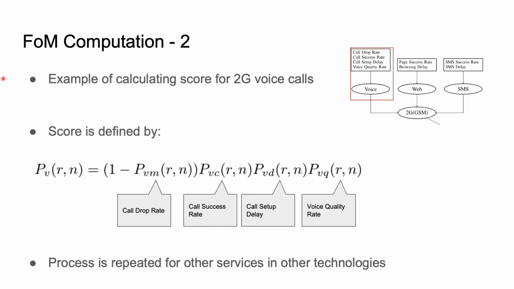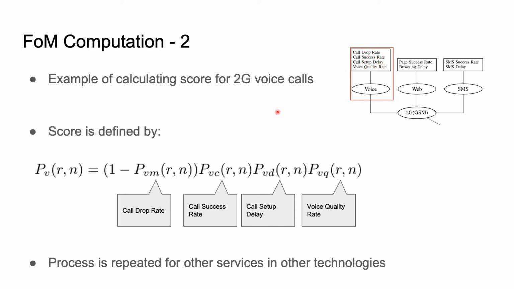So now we show an example of calculating the score for 2G voice calls. This score is represented by the area enclosed by the red rectangle in this figure. The score for voice, P_V^R, where R would be 2G, is calculated by looking at the proportions of a collection of other quality of service and quality of experience metrics.